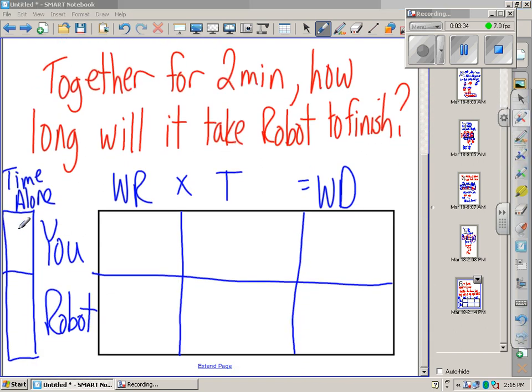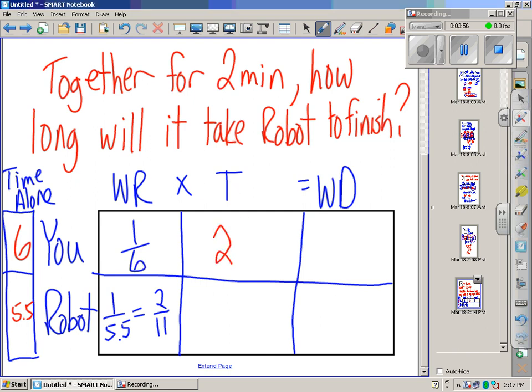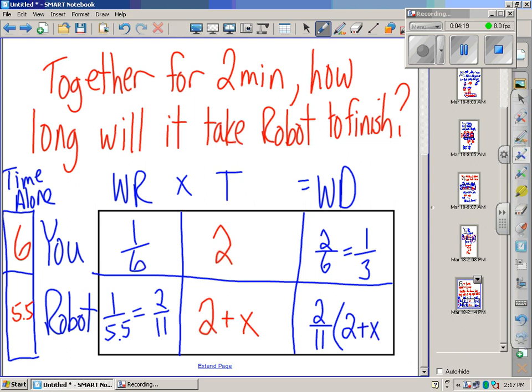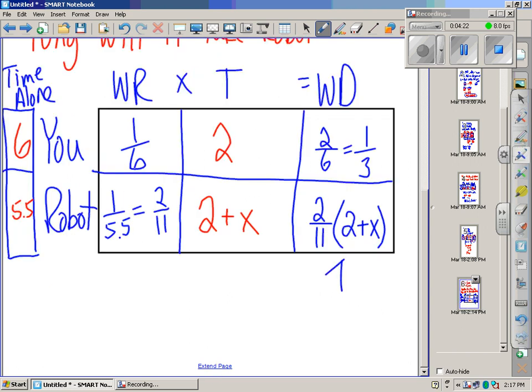Your time alone is 6. The robot is 5.5. So we take the reciprocal for the work rates. 1 over 6, 1 over 5.5, and it might be easier for us to change that to 2 over 11. You worked for 2 minutes. The robot worked for 2 minutes with you, and then some unknown amount of time. We multiply across. I'm going to simplify 2/6 to 1/3, and we're going to put 2/11 times 2 plus x. We completed the job, so our work done is going to be 1.